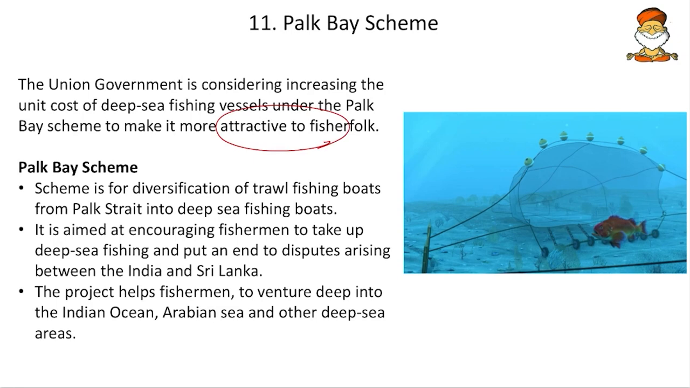So it is like we are going for the bottom trawling and we are damaging the fish ecosystem here, and the government wants to avoid this bottom trawling and they want to make the fishers go to the deep sea and fish there. And it is a kind of training for the fishers to fish in the deep sea, and the scheme is for diversification of the trawl fishing boats into the deep sea fishing, and it encourages all the fishermen to do so.